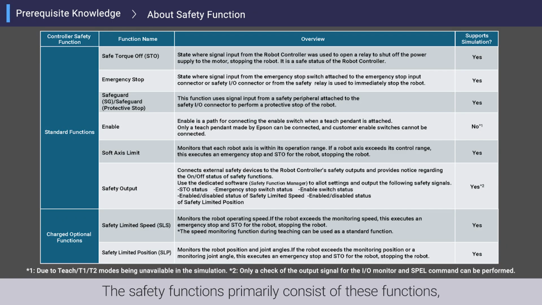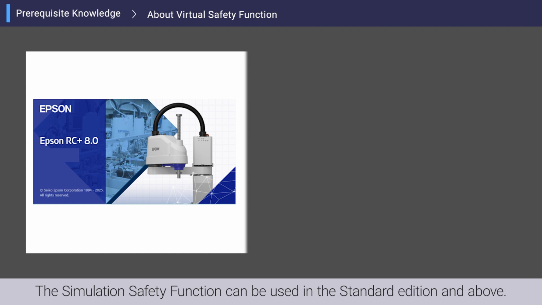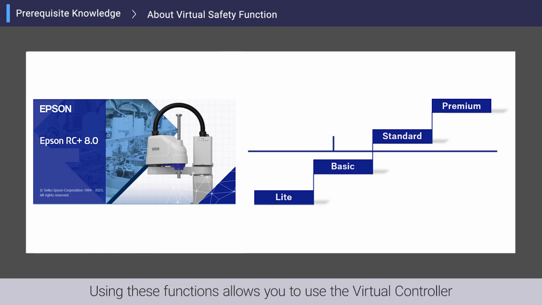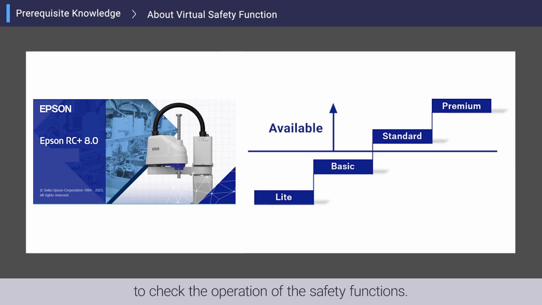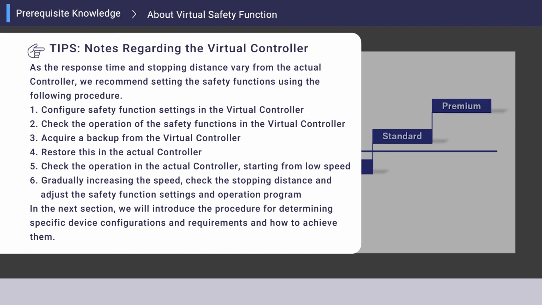The safety functions primarily consist of these functions, and simulation support is as indicated. The simulation safety function can be used in the standard edition and above. Using these functions allows you to use the virtual controller to check the operation of the safety functions. As the response time and stopping distance vary from the actual controller, we recommend setting the safety functions using the following procedure.